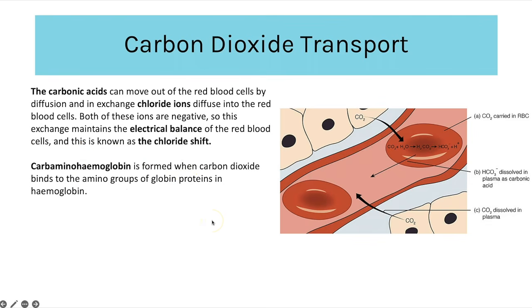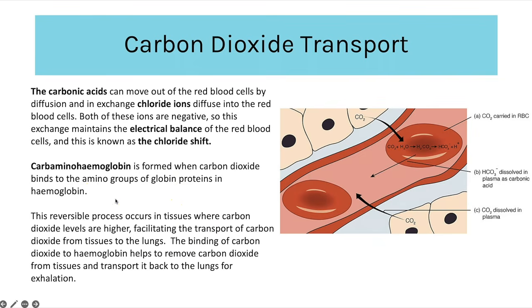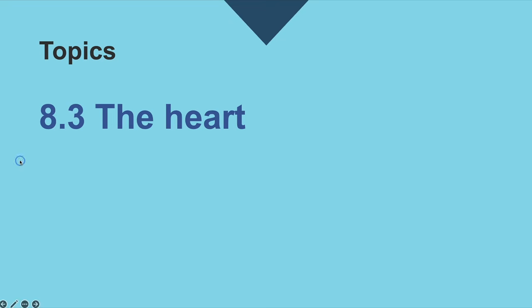Carboaminohemoglobin is formed when carbon dioxide binds to the amino groups of globin proteins in the hemoglobin. And this reversible process occurs in tissues where carbon dioxide levels are higher, facilitating the transport of carbon dioxide from tissues to the lungs. The binding of carbon dioxide to hemoglobin helps to remove carbon dioxide from tissues and transports it back to the lungs for exhalation and therefore to be removed by gas exchange from the body.